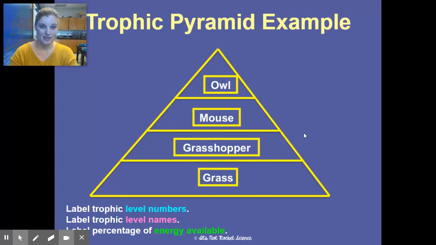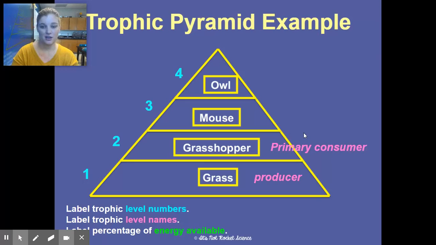So let's just kind of go through this. The trophic pyramid example, this is from our food chain. So we have our trophic level numbers, which just go up. So at the very bottom, we start with 1, then we go up to 2, 3, and 4 at the very top. We can go higher than that, but we're probably only going to go around 4, maybe 5 in any of our examples. Then our trophic level names. So this comes from our food chain because we're only looking at one chain at a time. We have a producer, our primary consumer, our secondary consumer, and tertiary consumer.